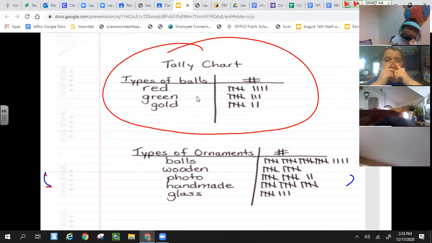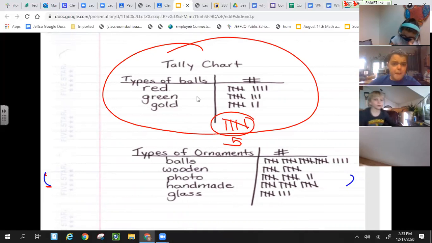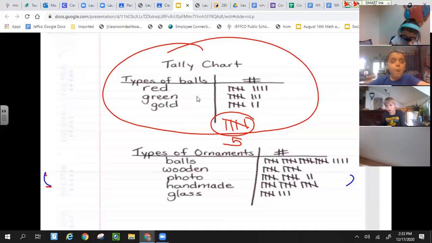I like tally marks because when you do tally marks, you count like this. 1, 2, 3, 4, 5. This is a group of 5. The reason tally marks are preferred is because it's easy to count because you can count by 5s.